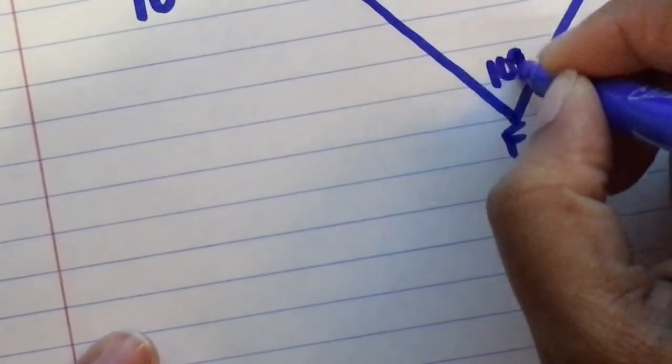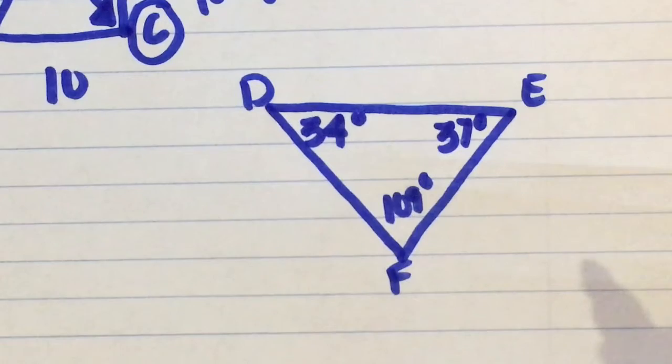All right. And then number 3. It says, which side is the longest? Side DE, side EF, or side DF? So you're looking at a triangle that's like this. And you have D, E, and F. This one's 109 degrees. This one's 34 degrees. And angle E is 37 degrees. Oh, that's not even in the picture frame.